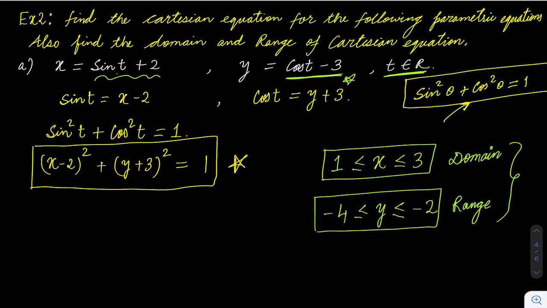Second way, as we already discussed, just draw the graph. Just draw the graph of sine and cos and then see what's the range. And you can easily draw sine t plus 2, simple transformation. And again the same thing, cos t minus 3, simple transformation, that is downwards by 3 units. So you can just see the range.